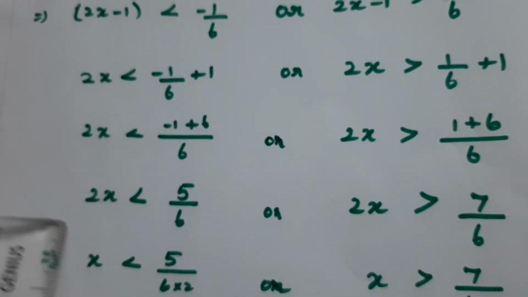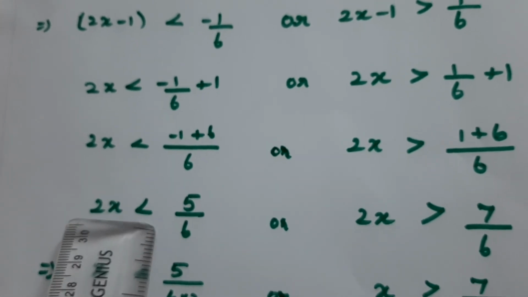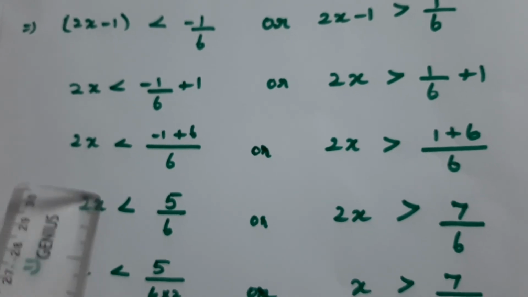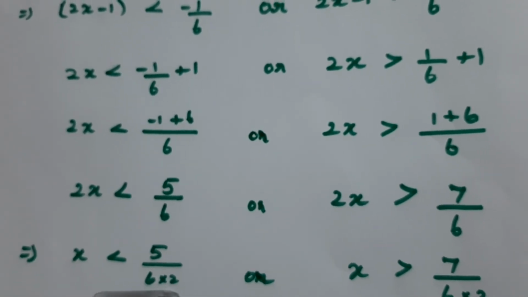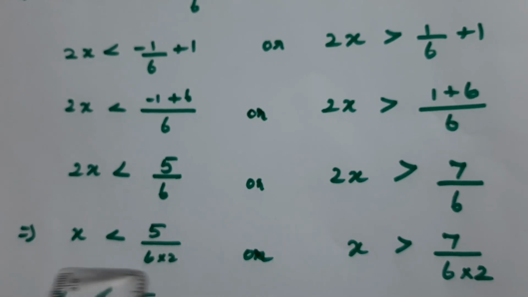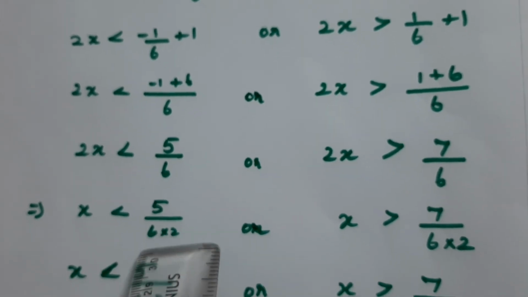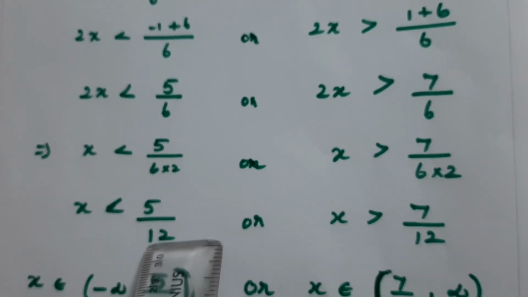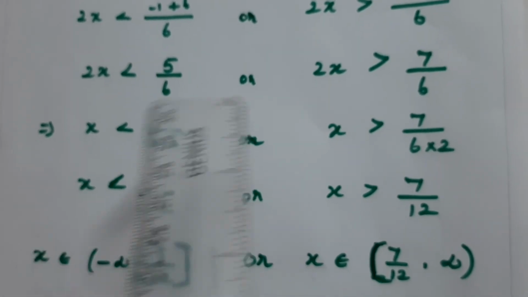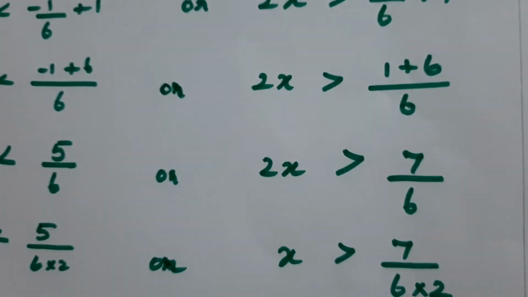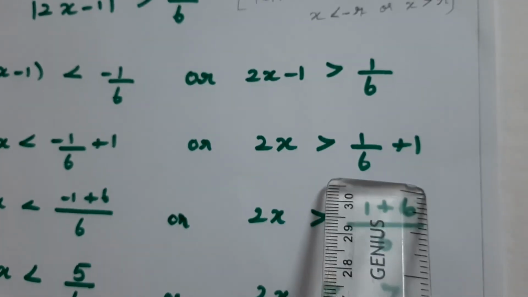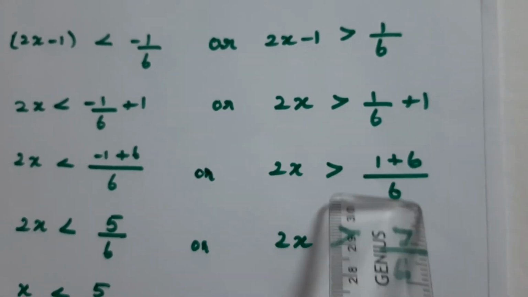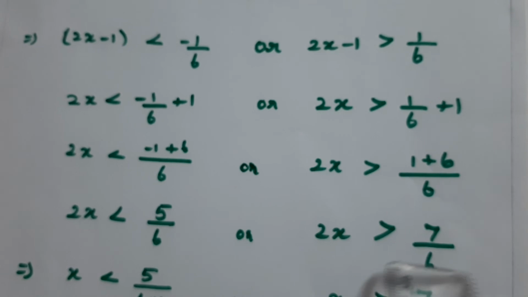And now here what you will get? 2x is less than 5 by 6. Bring the 2 to the other side. Since it is in multiplication, on the other side it comes as a divide. That means you have 5 divided by 6 into 2, that gives you the value 5 by 12. In the same way for this calculation, bring your minus 1 to the other side, plus 1. Take the LCM, 1 plus 6 whole thing divided by 6, that gives you 7 by 6.